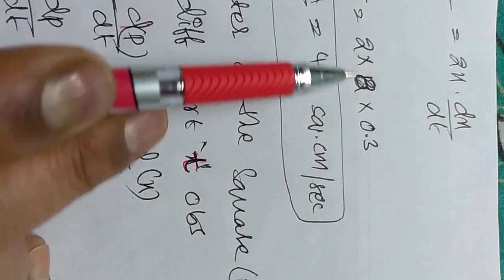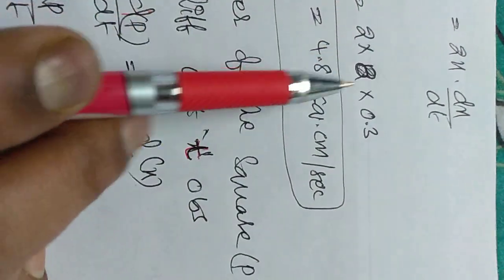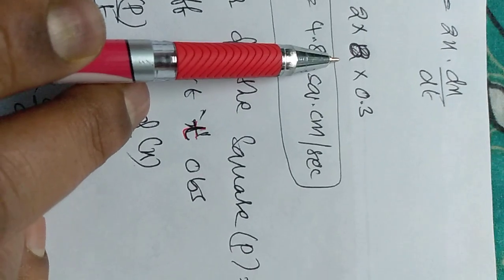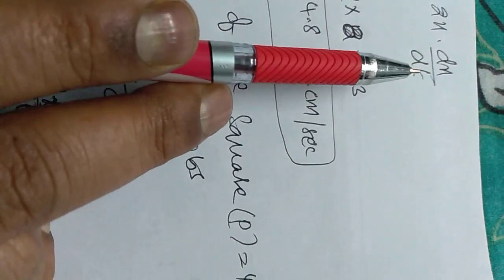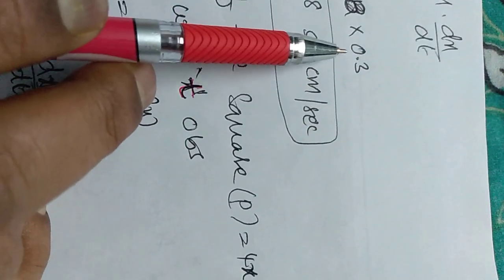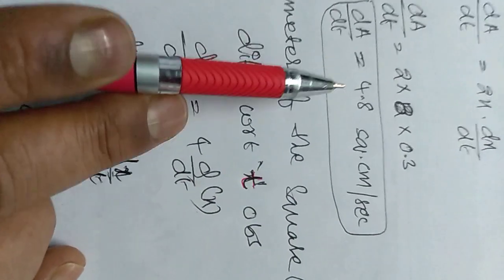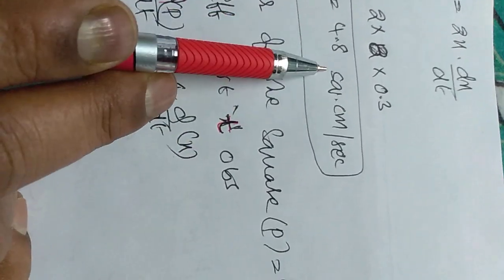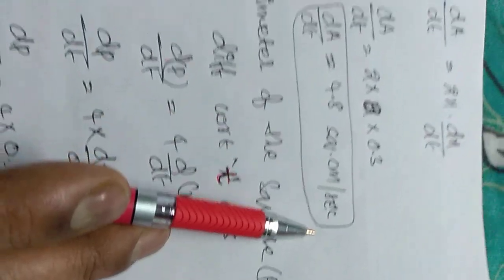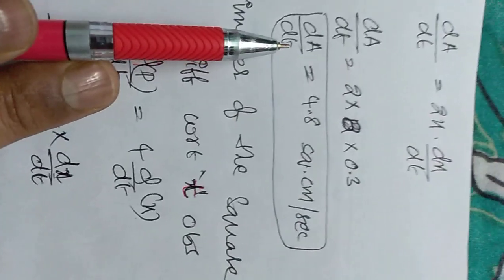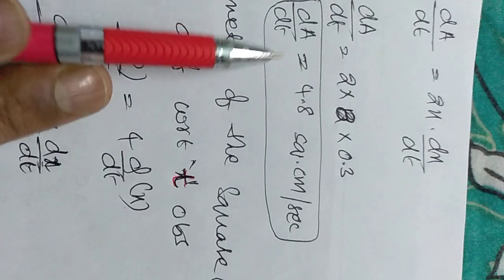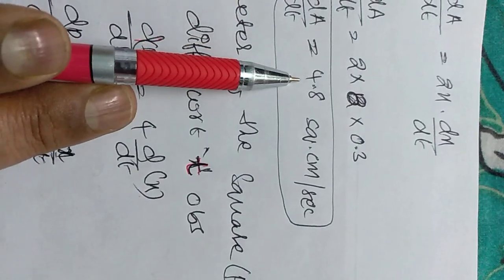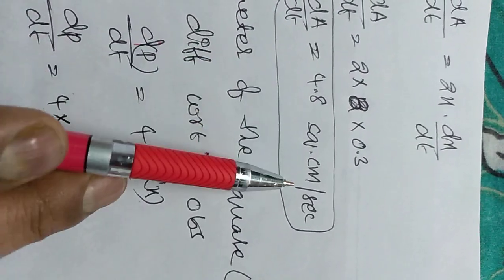Therefore dA by dt is equal to 2 into 8, where x is equal to 8 centimeters, that is the side of the square, into dx by dt, the rate of change of side, which is 0.3. 2 into 8 is 16, into 0.3, that is 4.8 square centimeter per second. So the area increases at the rate of 4.8 square centimeter per second.